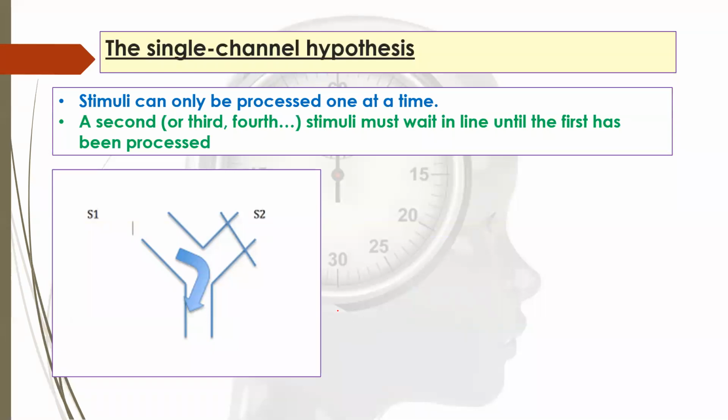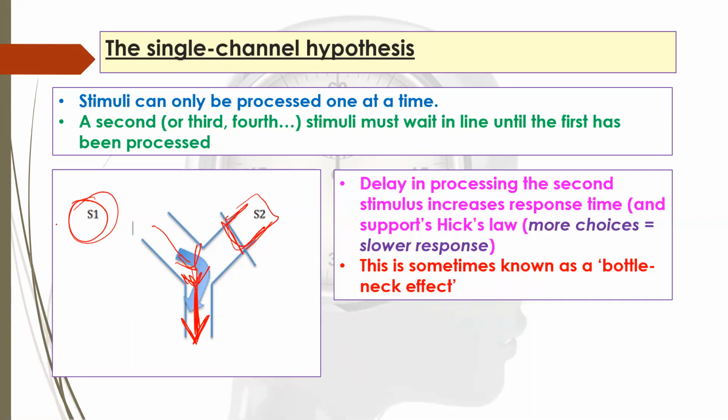So if this is the first stimulus coming in here, and this is the point where it's going to be processed here, you can't fit the other one in. It's only allowing one at a time. That one has to wait until this one has been processed. Now, this is linked in to support Hicks' law, where the more choices means a slower response. If you've only got one stimulus, then you're only waiting, the time that it's going to take is for this one stimulus to come through and be processed.